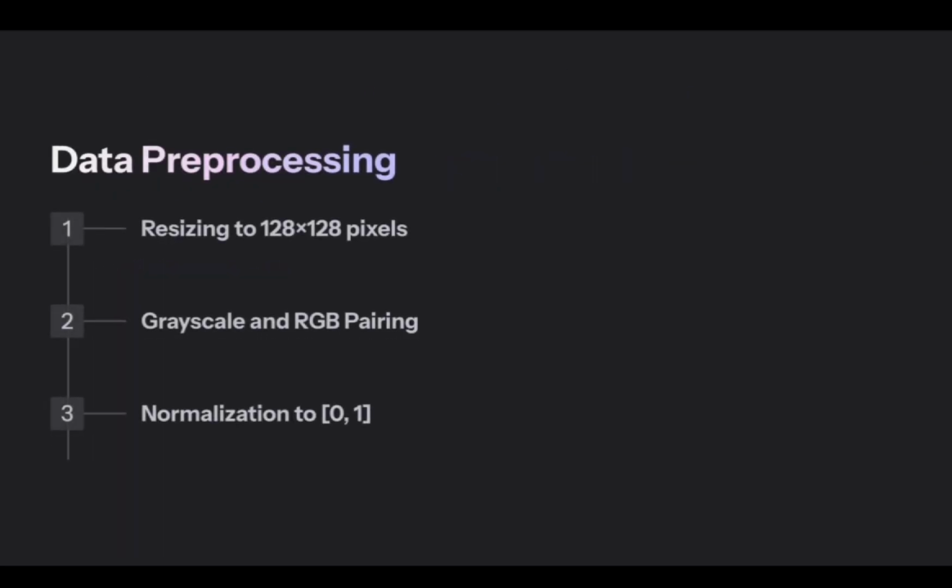Now, I'll explain the pre-processing steps for training our CNN-based colorization model. First, we resized all images to 128 by 128 pixels to ensure efficient training while maintaining sufficient spatial detail. Second, grayscale images were formatted as 128 by 128 by 1, while color images remained in RGB format, with each pair serving as input-to-output examples for supervised learning. Third, we normalized pixel values to the 0 to 1 range by dividing by 255 to match our sigmoid activation function. Through this preprocessing pipeline, we efficiently trained a CNN to predict RGB color images from grayscale input.